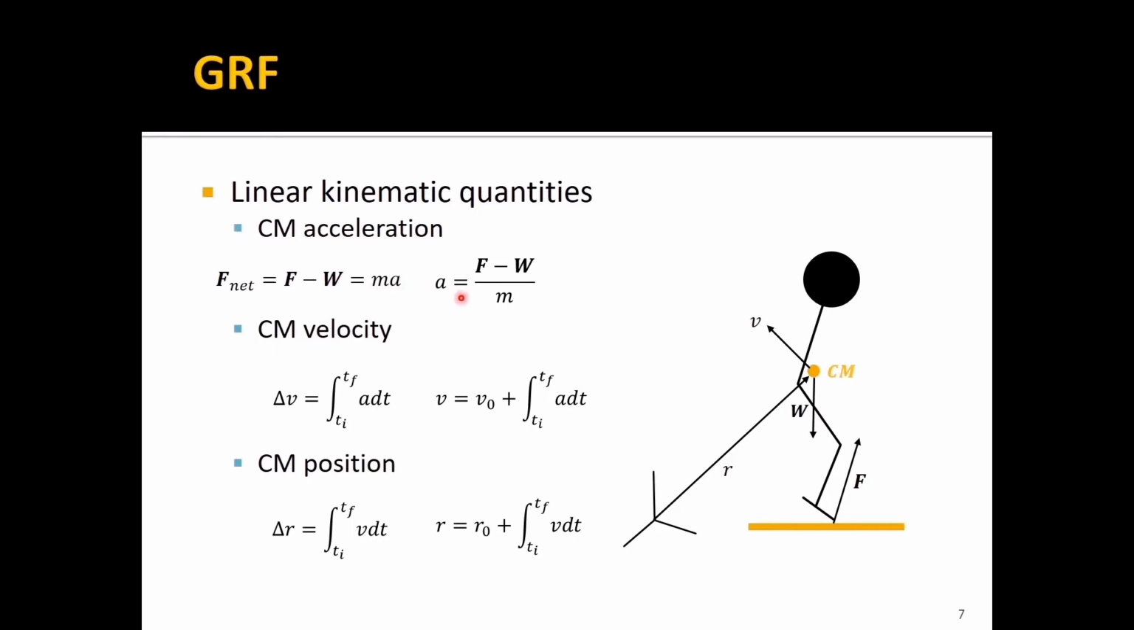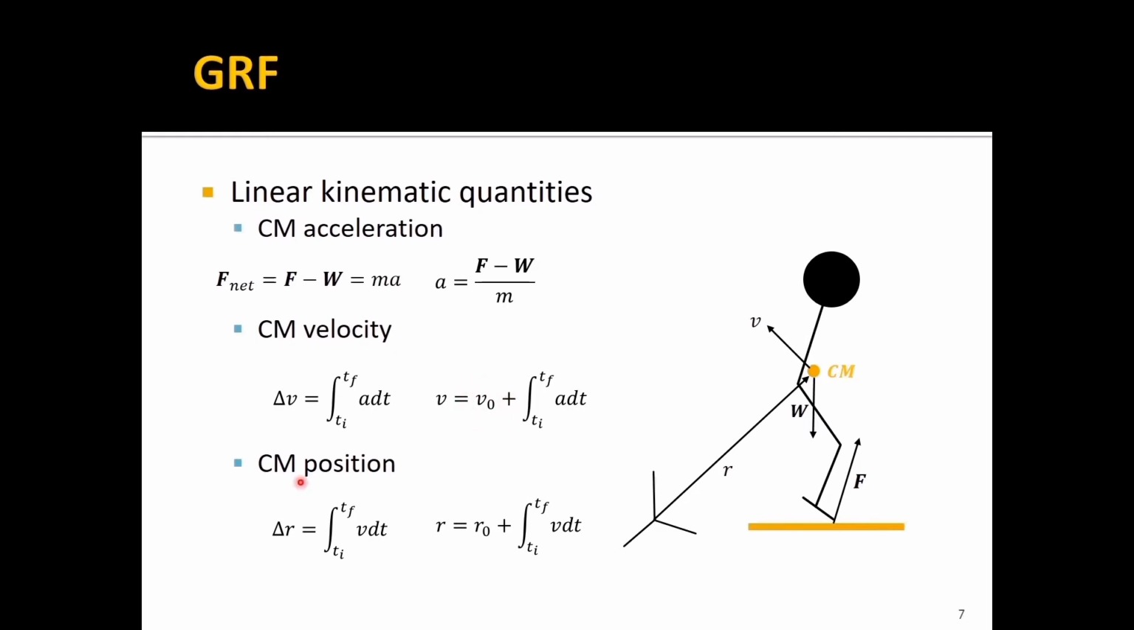After that, you will be able to calculate the center of mass velocity by taking the time integral of the acceleration calculated here. But this calculation does not give us the instantaneous velocity, but gives us the change in velocity during the time range from Ti to Tf. We need to know the initial velocity to calculate the center of mass velocity. But this initial velocity is typically 0.